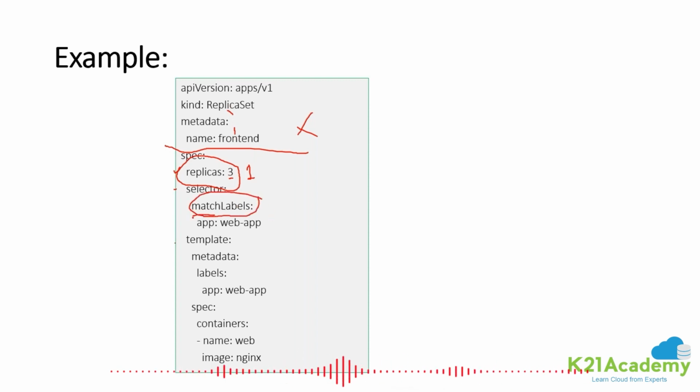Match the labels. There's a label called app, web app. This is the key. This is the value. So whichever pods have this label, that is what I'm referring to, is what I'm telling my replica set. It's going to make use of this information and go check which pods have that label or not. If 3 is what I've asked for and 3 is what is available, it does not need to do anything except keep an eye on it. If 3 is what I've asked for and 0 is what I get, it needs to create 3. How does it create? It makes use of the template.